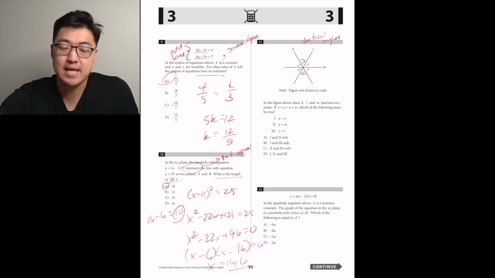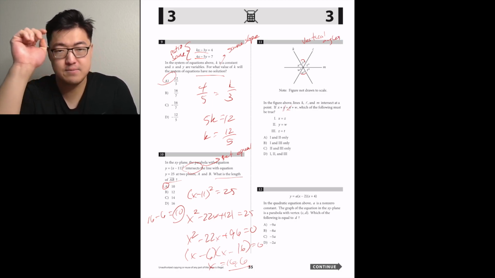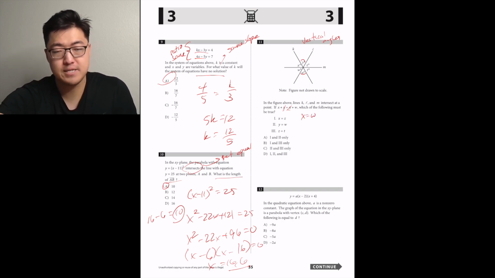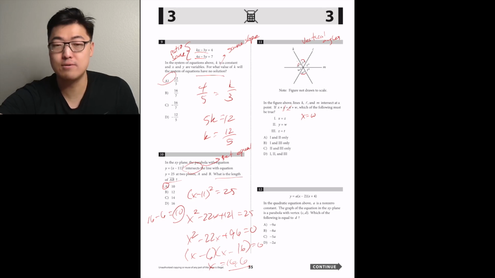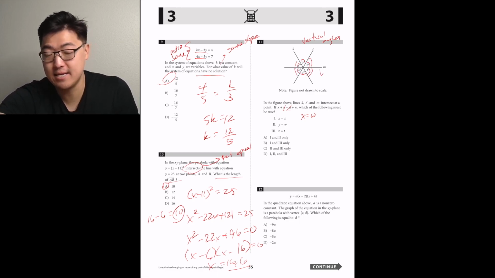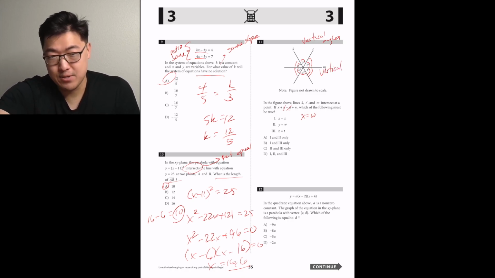11. In the figure above, lines K, L, M intersect at a point. If x plus y equals u plus w, which of the following must be true? So y and u, I think, equal one another, given that they're vertical angles. That tells me then that you can cancel out the y and the u. That means that x and w are equal.